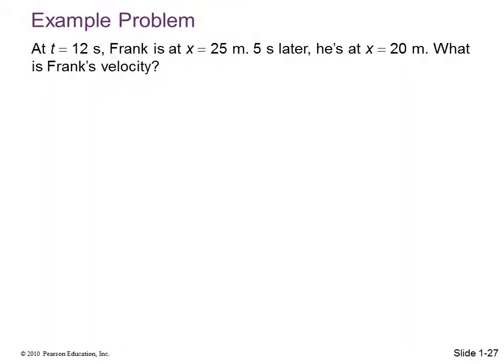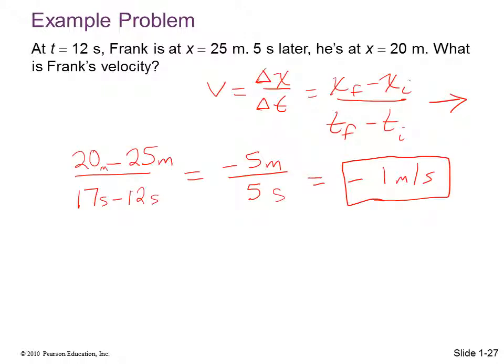All right, so let's look at this problem here. I'm going to go ahead and solve it on the next slide for you. So if you want to hit pause and do it yourself, that would be terrific. And here's the answer. So we have final minus initial displacement over final minus initial time, and I substituted in what was given, and the final answer is -1 meters per second. Yes, Frank is moving to the left at 1 meter per second.